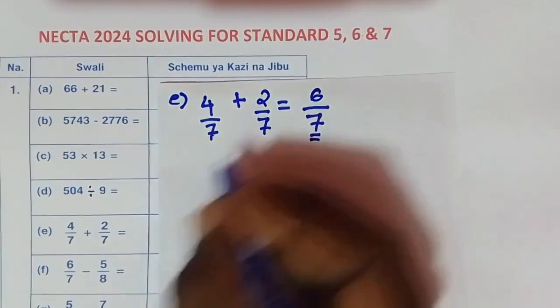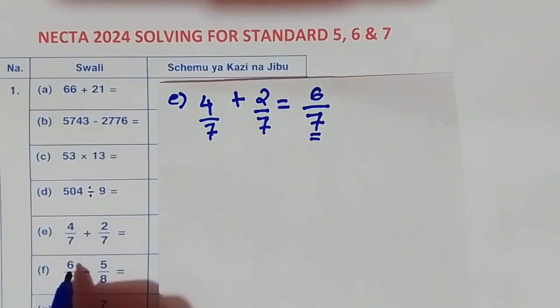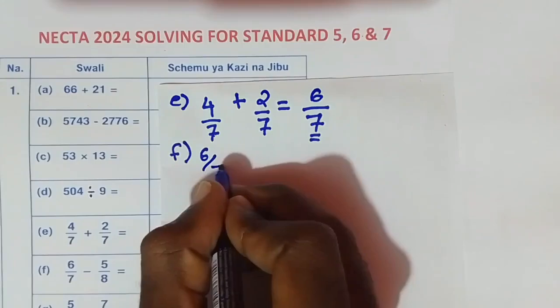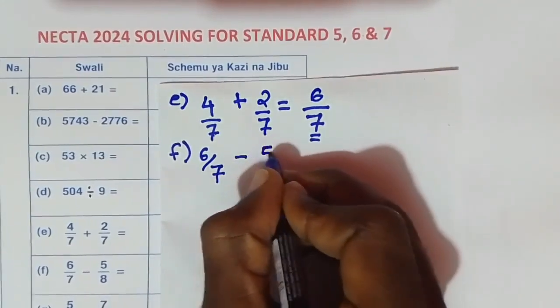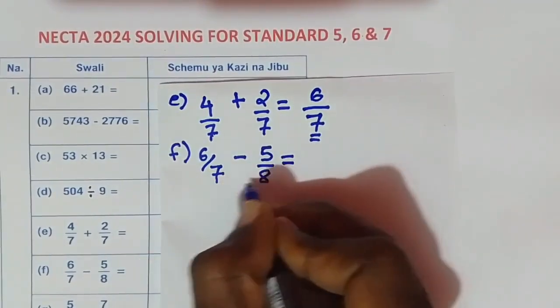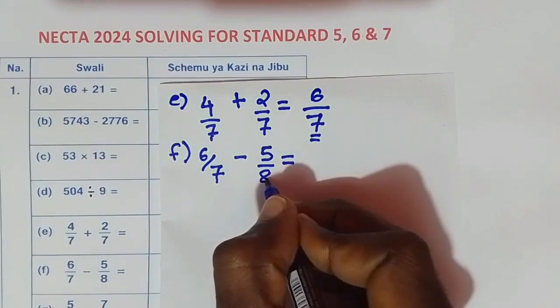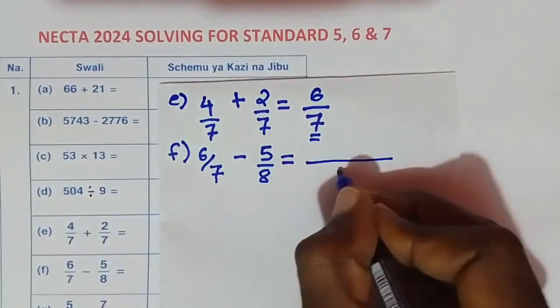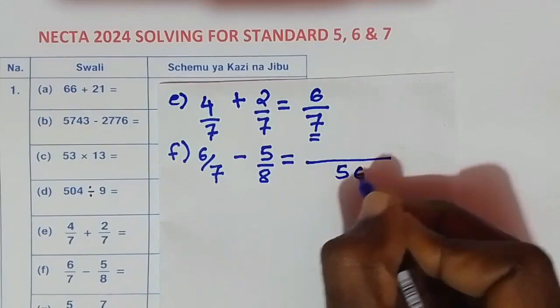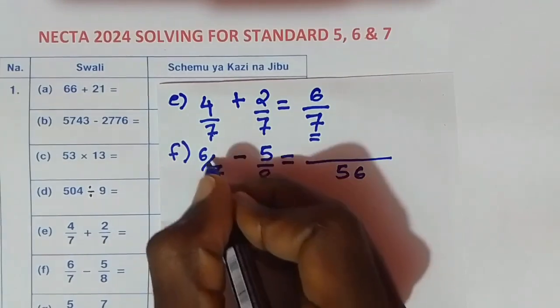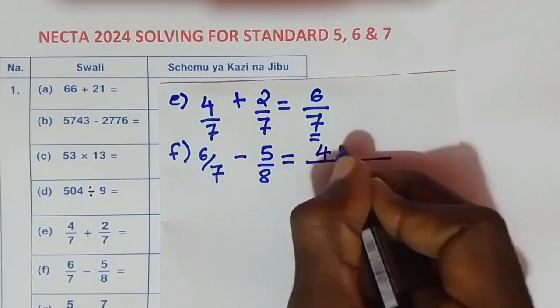Let's go and do F. They gave us 6 over 7, take away 5 over 8. Since we have different denominators, we are going to find the LCM of 7 and 8, which is 56. 56 divided by 7, it is 8. 8 times 6, we get 48.